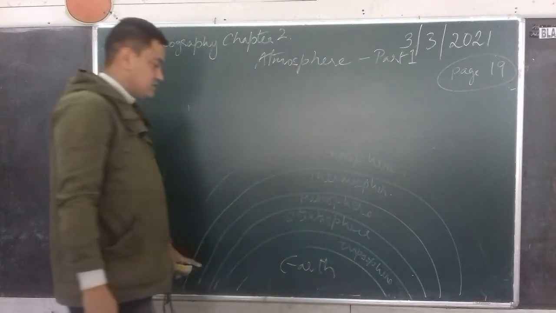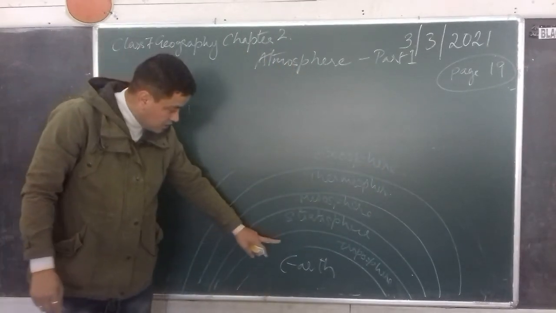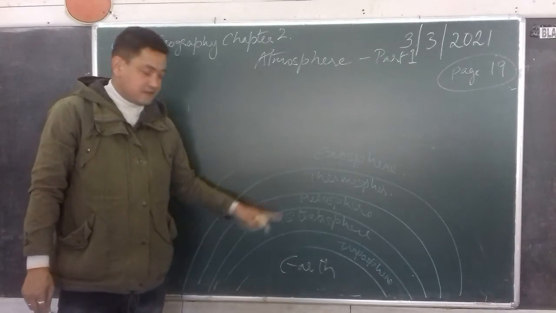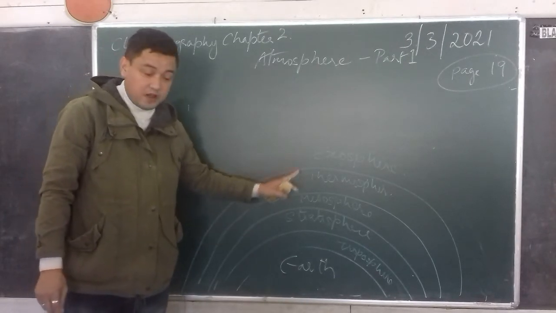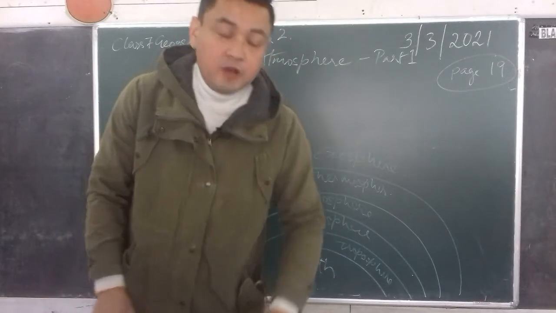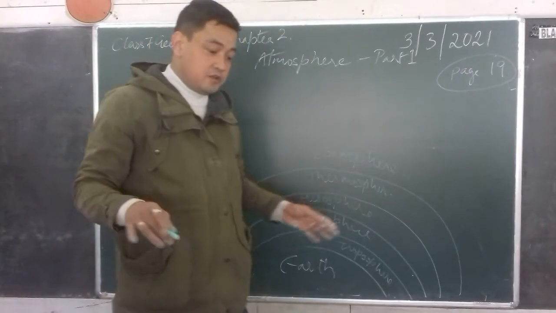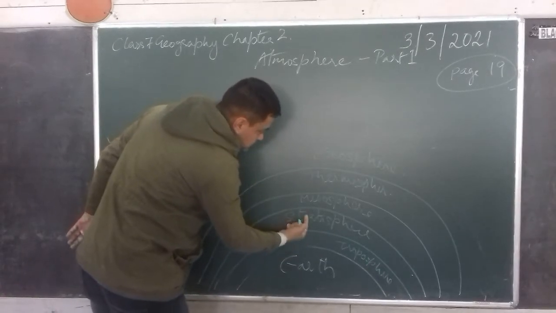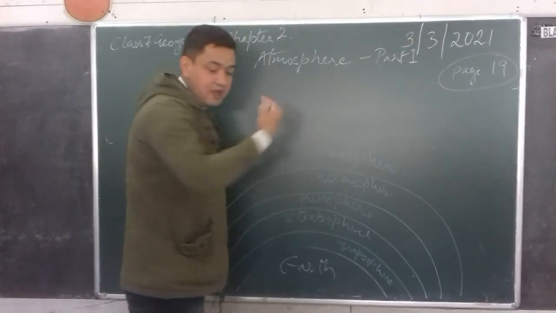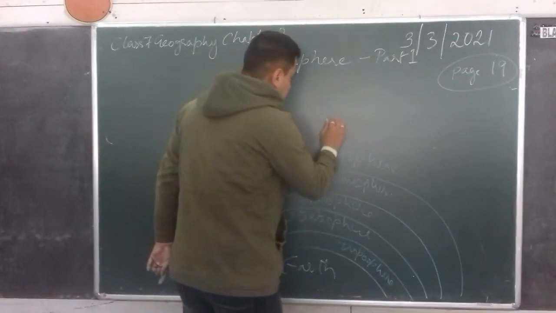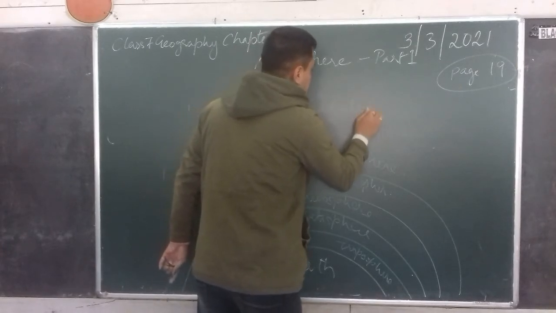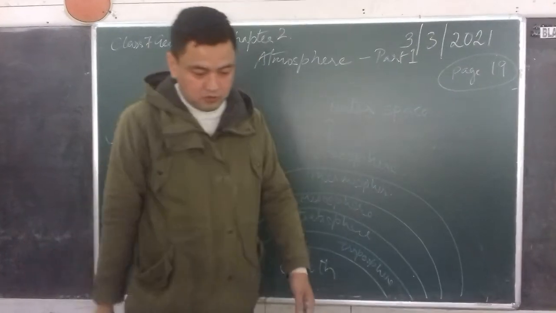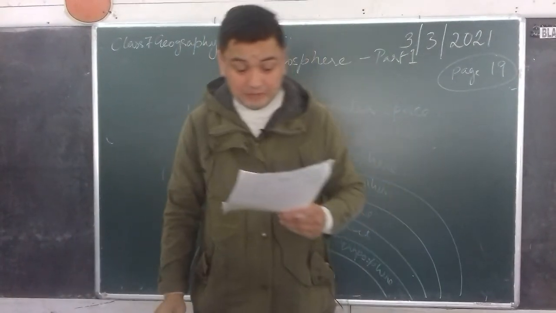Now, how many layers are there of atmosphere? Troposphere, stratosphere, mesosphere, thermosphere, and exosphere. 1, 2, 3, 4, 5. So, our Earth is surrounded by atmosphere. The atmosphere is made of all these layers: troposphere, stratosphere, mesosphere, thermosphere, and exosphere. After exosphere, you have outer space, or universe, we call it.